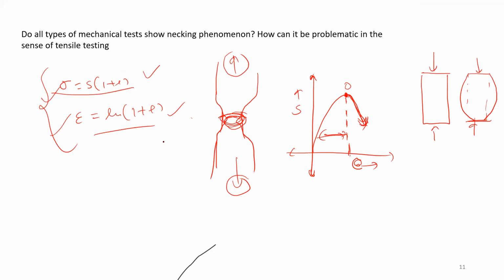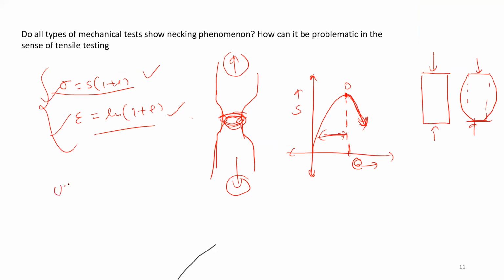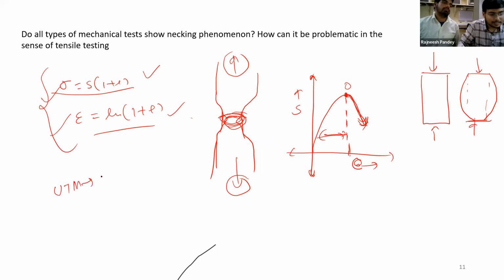Sir, we have this UTM for tensile testing. So what machine is used if we want to find out the shear strength? Okay, so Sanjit, the full form of UTM is Universal Testing Machine.